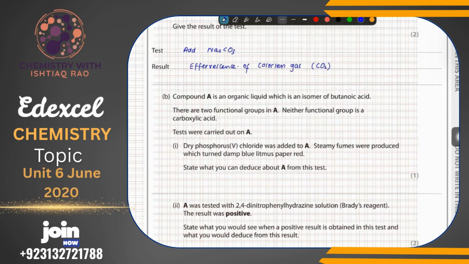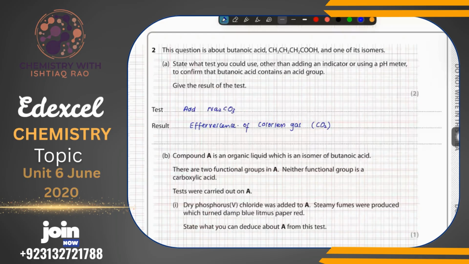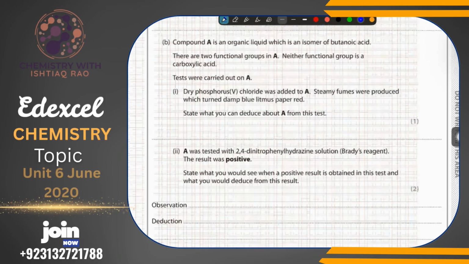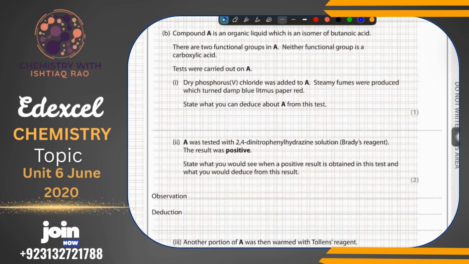Compound A is an organic liquid which is an isomer of butanoic acid. There are two functional groups in A. Neither functional group is a carboxylic acid. Okay, it may be an ester, isn't it? Because the functional group isomer of carboxylic acid is an ester. So tests were carried out on A. Dry phosphorus chloride was added to A.